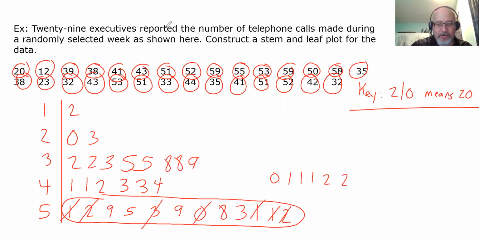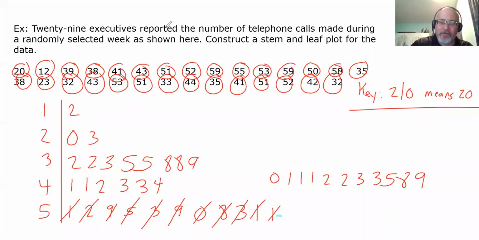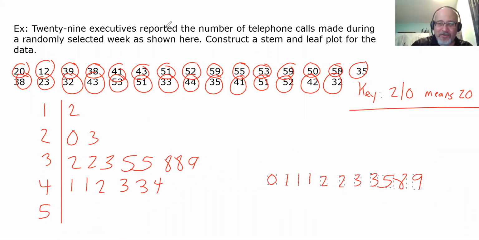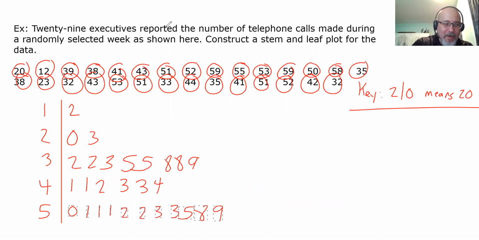There are 2 3s. No 4s, there's a 5. No 6s or 7s, there's an 8. And there's 2 9s. So it took a little more work to get those in order, but you're being asked to put numbers in order. There are much worse things you can be asked to do in a math class. And that would complete the stem and leaf display for this data set.